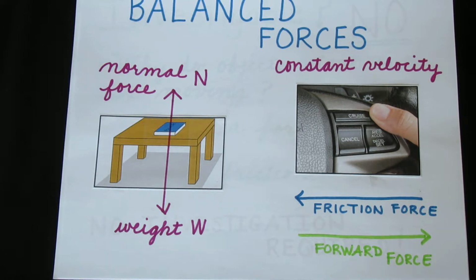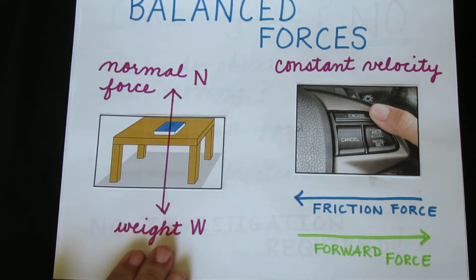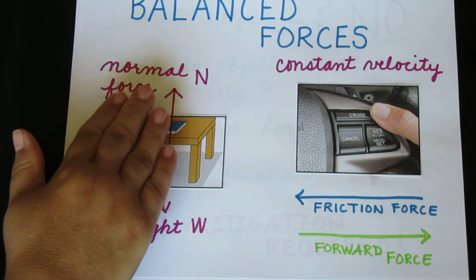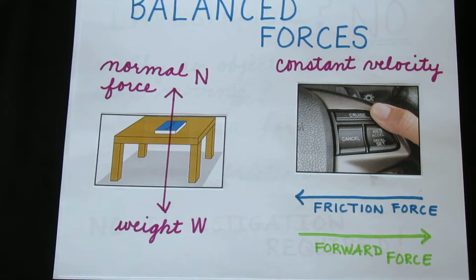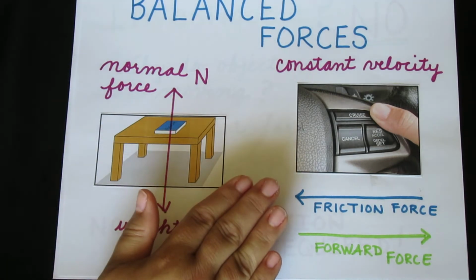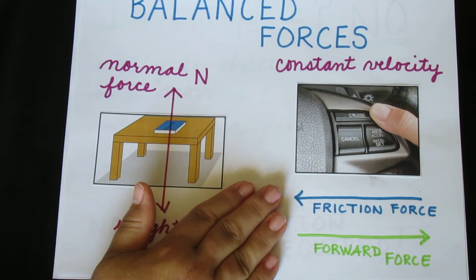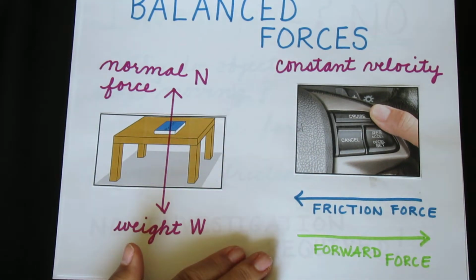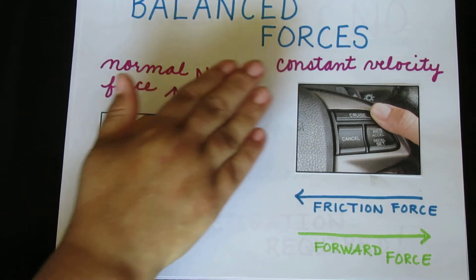Both the book on the table and the cruise control in the car are examples of balanced forces. The force of the book's weight is counteracted by the normal force of the table. In the car, the cruise control attempts to equal the forces of friction with forward force so that the car reaches a constant velocity.